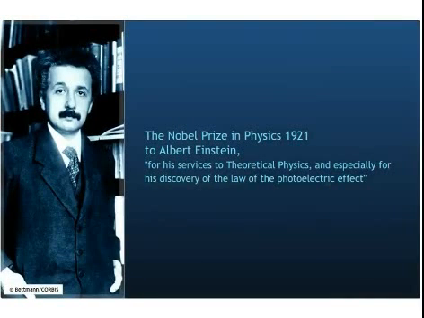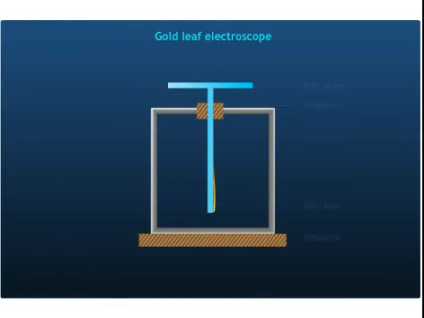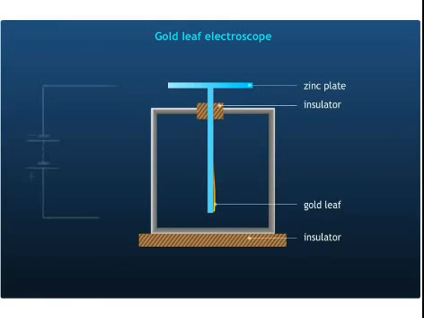Although Albert Einstein is best known for his theory of relativity, and particularly the equation E equals mc squared, it was not for this that he received the Nobel Prize in Physics in 1921. Instead, it was for his services to theoretical physics, and especially for his discovery of the law of the photoelectric effect. The photoelectric effect can easily be demonstrated using a gold leaf electroscope.